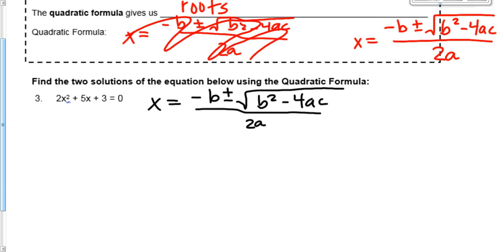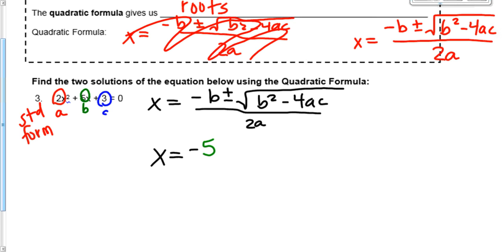Next step is just to start plugging things in, right? Well, first of all, we need to make sure we know what a, b, and c are because it's in standard form, right? So in this case, 2 would be my a. Let's color code these. 5 would be my b. And 3 would be my c, right? So if I come over here to my formula, got x equals, that's always going to be there. The negative's always going to be there. But now b, that was the 5.